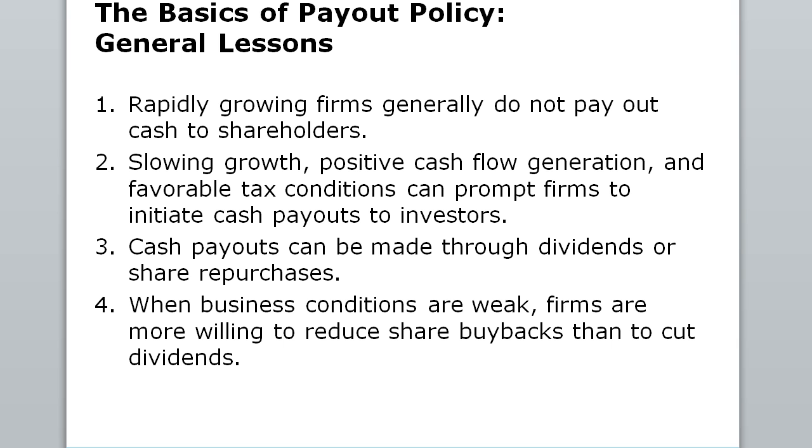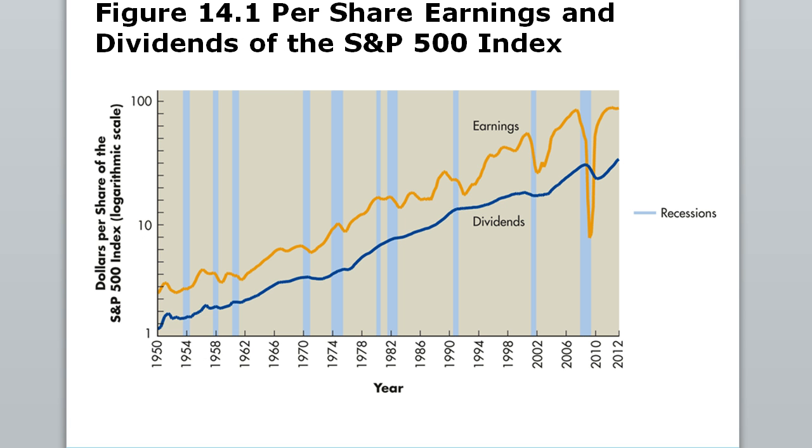Now, these cash payouts can be made either through dividends, where they directly give cash to the shareholders, or stock repurchase, where they take the cash and buy stock, therefore creating more demand for the stock and pushing the stock price higher. Now, when business conditions are weak, firms are more willing to reduce stock buybacks than to cut dividends. So, if the business conditions are poor, they'll cease buying back the shares of stock, but they don't want to really cut the dividends. That's generally done as a last resort.